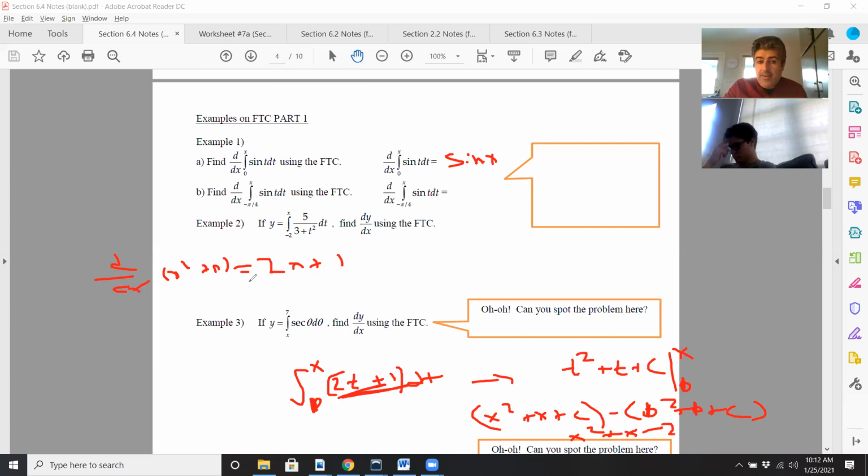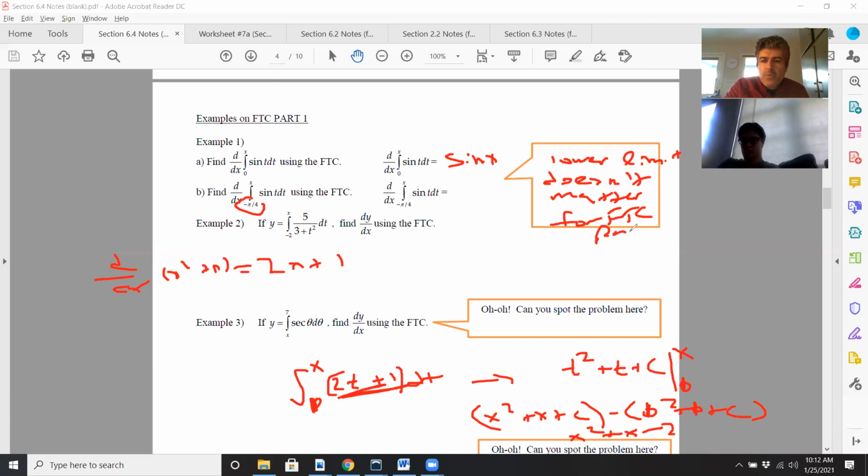So what we're seeing here is that even if you change this, it doesn't matter. The lower limit doesn't matter for FTC part 1, which we're talking about right now. So is this going to be sine x again, even if you had a negative pi over 4? It doesn't matter, because if you actually did the integral, we know the answer to 2t plus 1 is t squared plus t, plus c, of course.